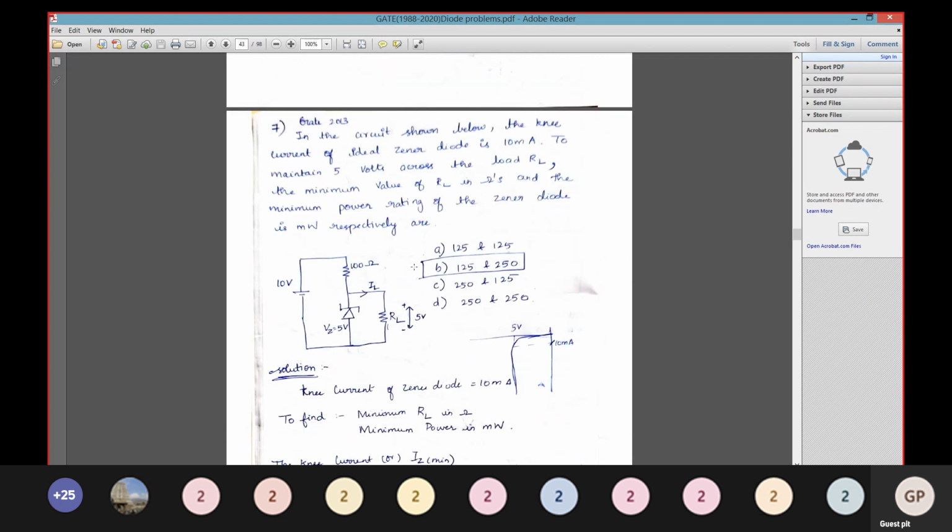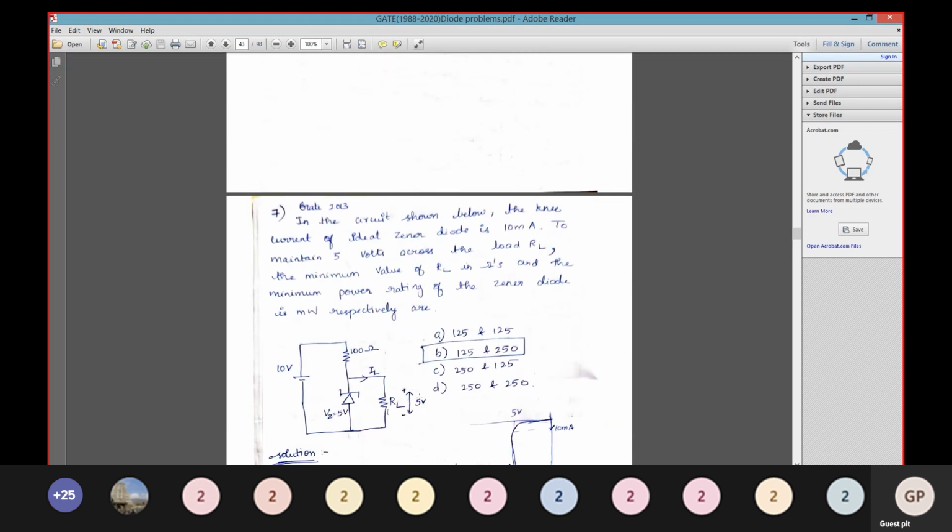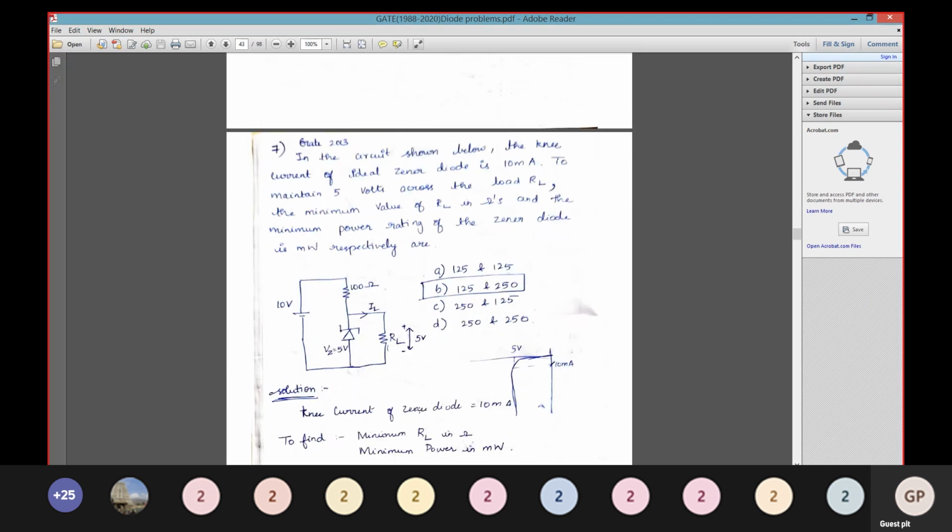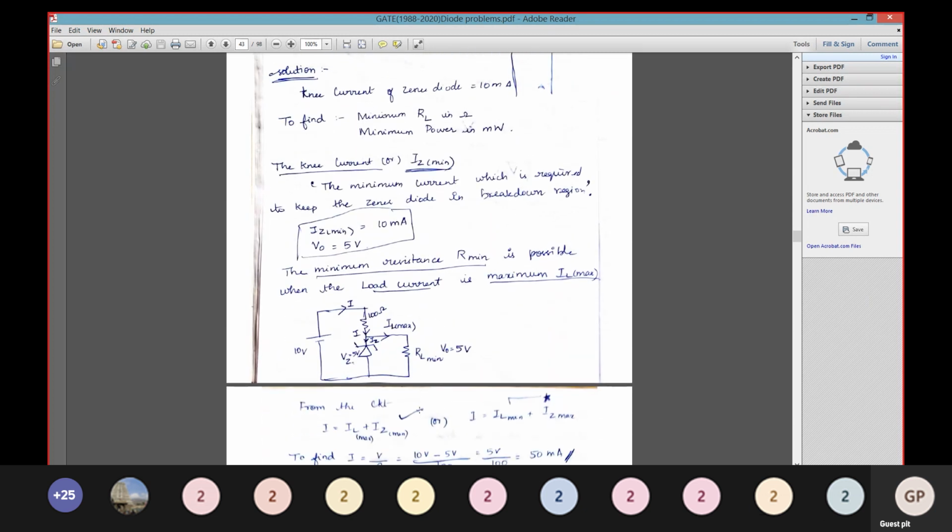So what is your load current? The output voltage is taken across your load resistance, which is connected in parallel. Look at this: the voltage across here is the same voltage you get over here. It is given as 5 volt, so obviously the output voltage is also 5 volt.